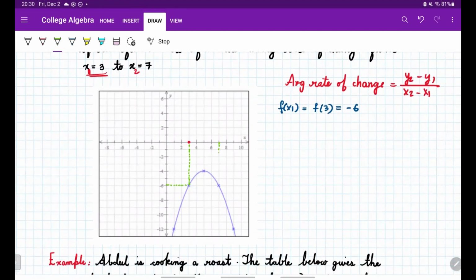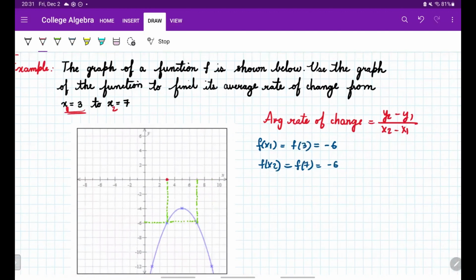Now let us find the y value corresponding to x2, which is 7. So this is 7 here. Let's draw a vertical line again, and it's exactly the same place. So our f of x2, which is y2, is f of 7, which is also -6.